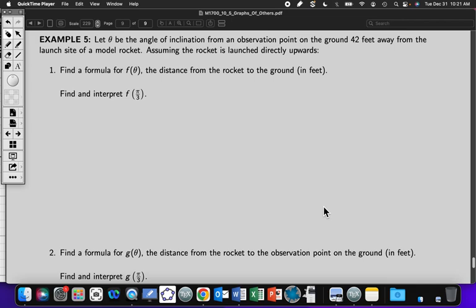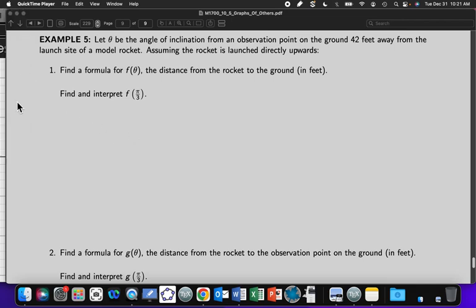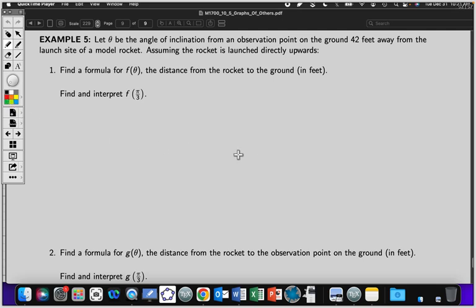All right, so let's draw a little picture here. So we're going to start here. We're going to have the ground. We'll assume the ground is flat. We're going to be launching a model rocket vertically into the air. So we'll assume a right angle there. And theta is the angle of inclination from the ground to the rocket.